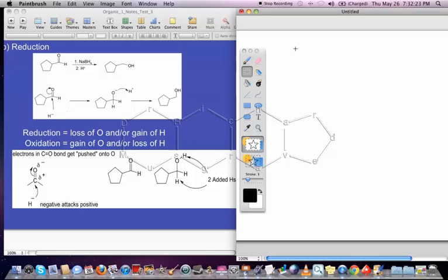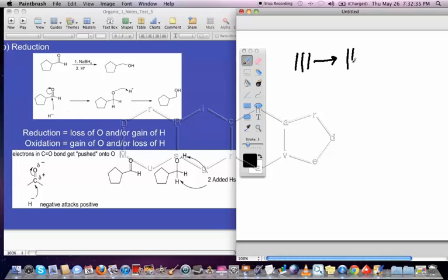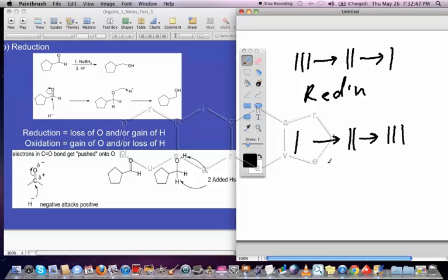Now, when you're looking at reduction, a good sign that reduction is occurring is that we see a decrease in bond order. So we go from triple bonds to double bonds to single bonds. That's a sign that reduction is occurring. The reverse process, going from single bonds to double bonds to triple bonds, is a sign that oxidation is occurring. And this is a good thing to remember because it's a good way to tell whether oxidation or reduction is occurring in an organic system.